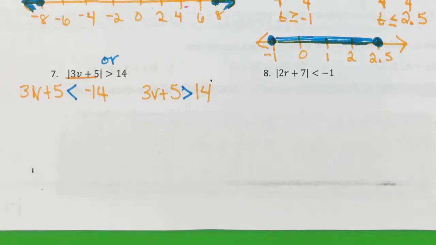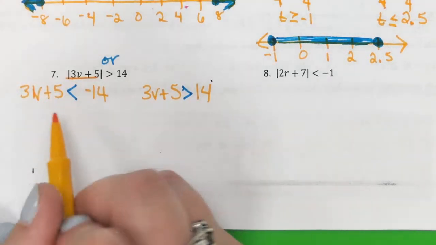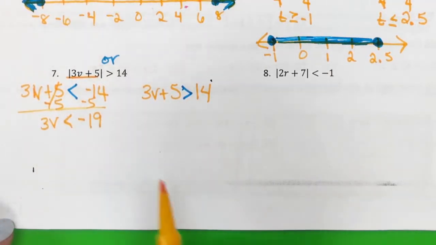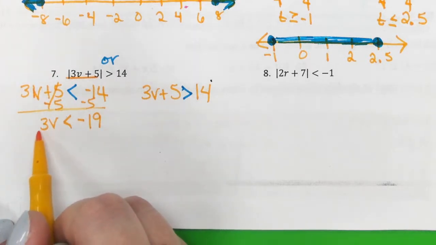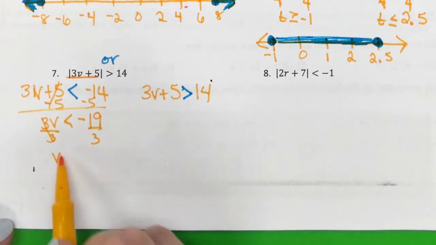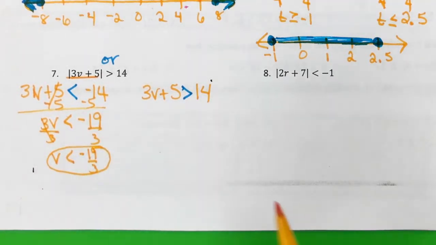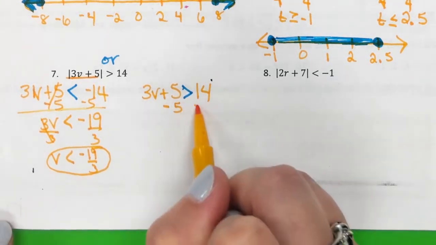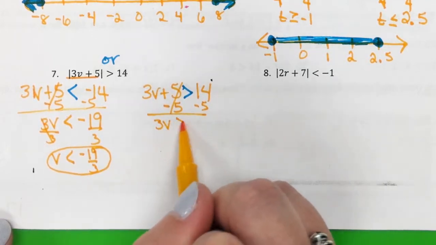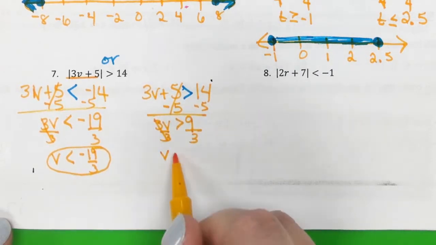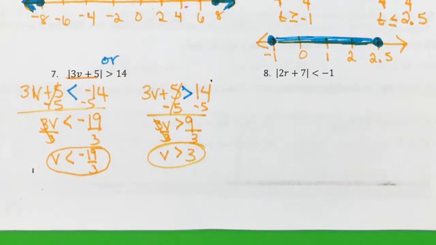Alright, what would I do to solve on the first one? Minus 5. There you go. 3v is less than negative 19. Divide by 3, and that does not divide nice, neat, and pretty, so we're going to leave it alone. All right, we're going to minus the 5 here. So 3v is greater than 9. And so v is greater than 3, okay? We're not going to graph that one. We'll leave that one alone.